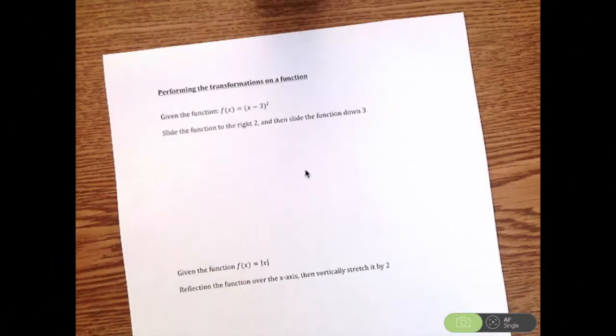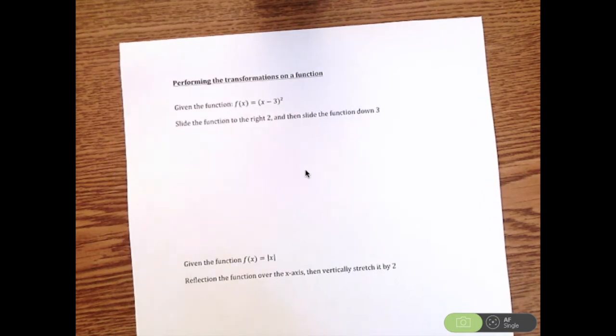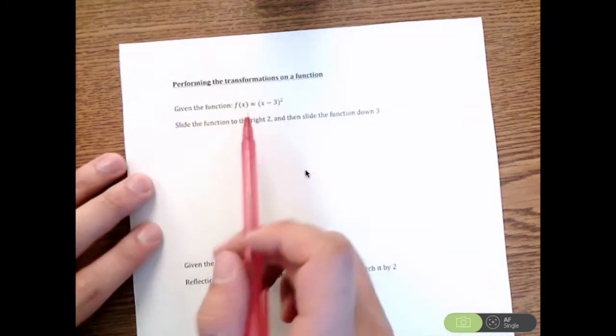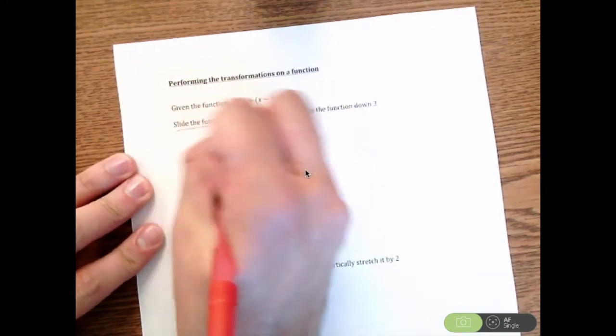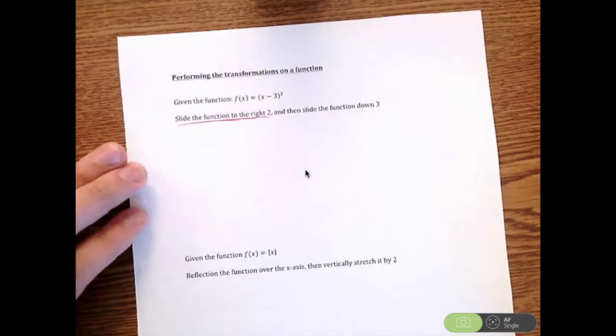In this video tutorial, I'm going to be going over performing the transformations on a function. If you're still not up to speed on what the transformations are, I suggest you watch the other video on basics of transformations. So, in this problem, I give a function f of x, and the first thing we're going to do is slide the function to the right 2.